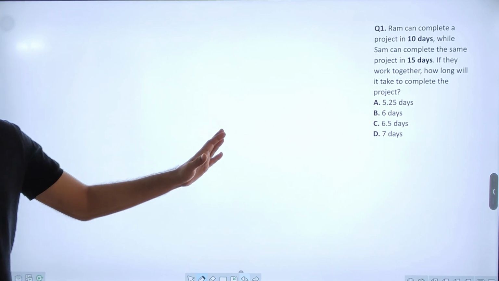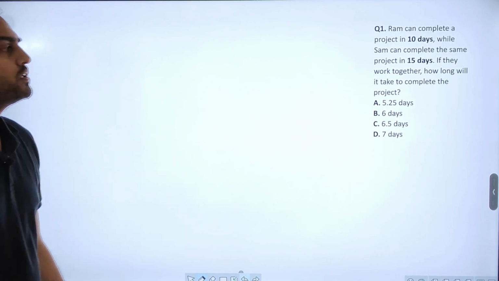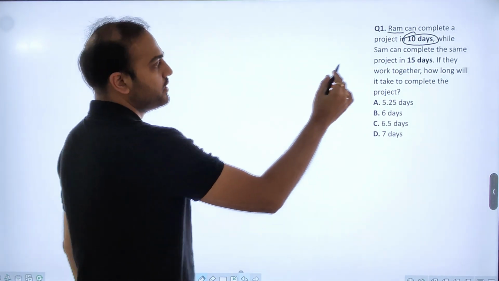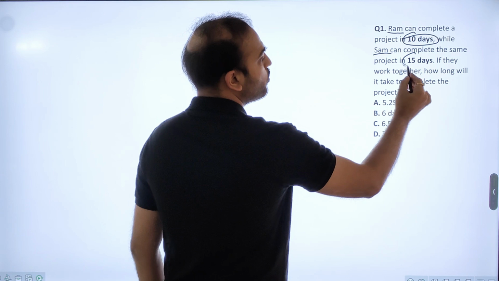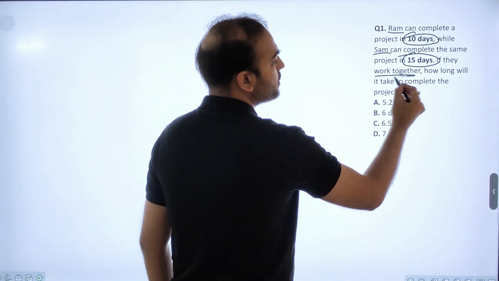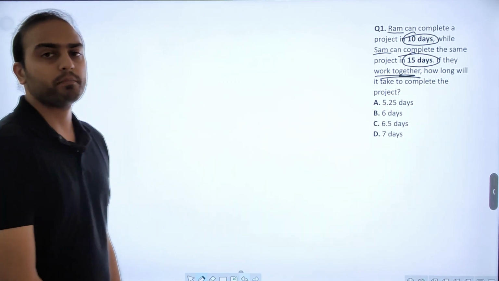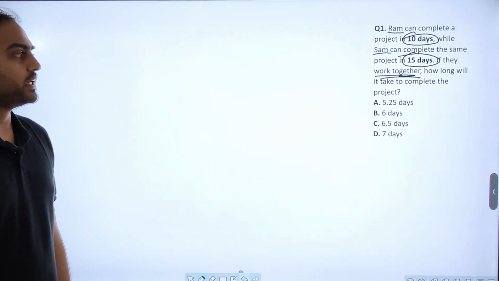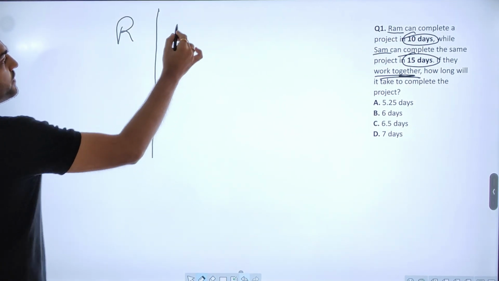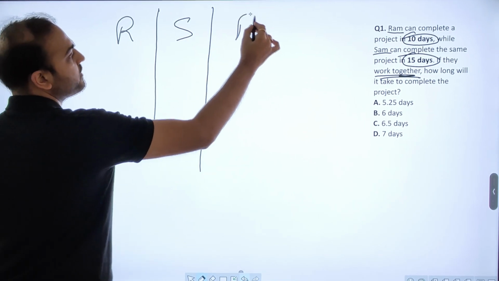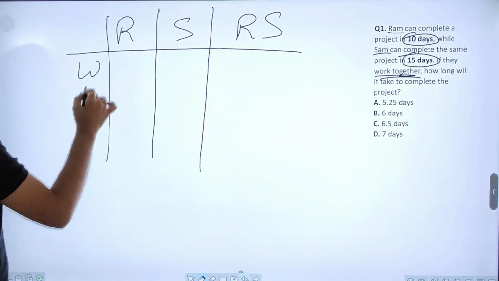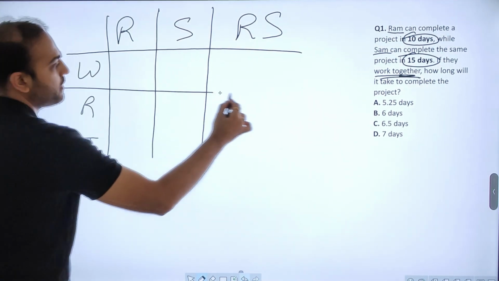Now that you have read the question, let's understand what is given to us. We know there is a person Ram who can complete the work in 10 days. Similarly, there is a person Sam who can complete the work in 15 days. What do they want from us? If they work together, the time taken to complete the work. So let's start by making our table. We have Ram, we have Sam, and then Ram and Sam working together. We have work, rate, time.